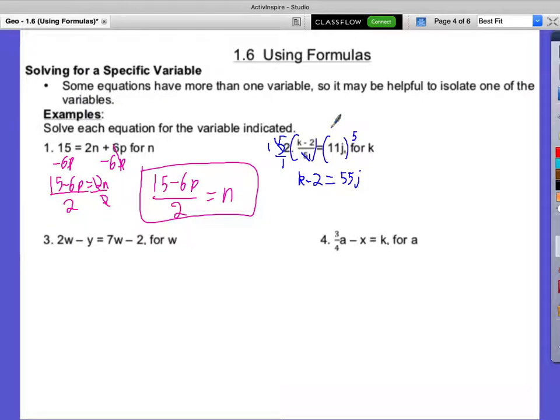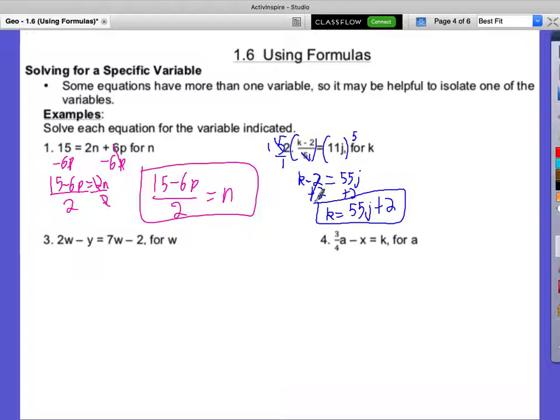If we get rid of that fraction right away, because the whole left side is being divided by 5, we can get rid of it by multiplying the whole left side by 5. And so now, what do we do to get k by itself, Kevin? Add 2. Now, can we add 55j and 2 straight up? No, we just have to write it. So k is equal to 55j plus 2. And that's our answer. We didn't get just k equals 4, but we're okay with that. We can't get any simpler.